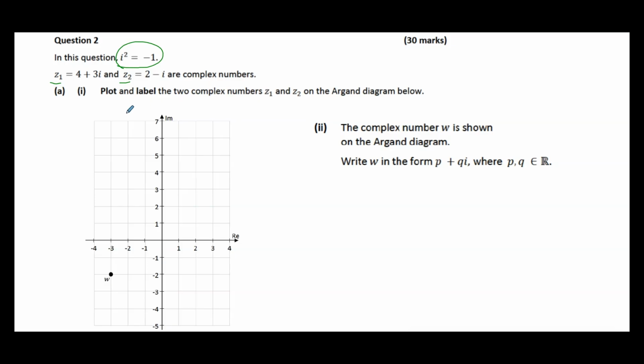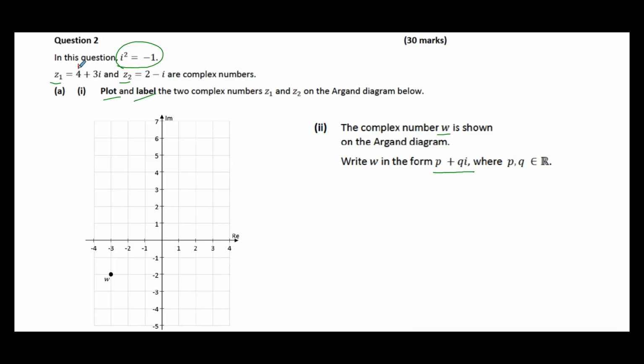They are given to us, and we have to plot and label the two complex numbers. And then in the second part, we are shown W on the diagram, and we have to read it because we have to write it in a given form. So first, how do we plot?